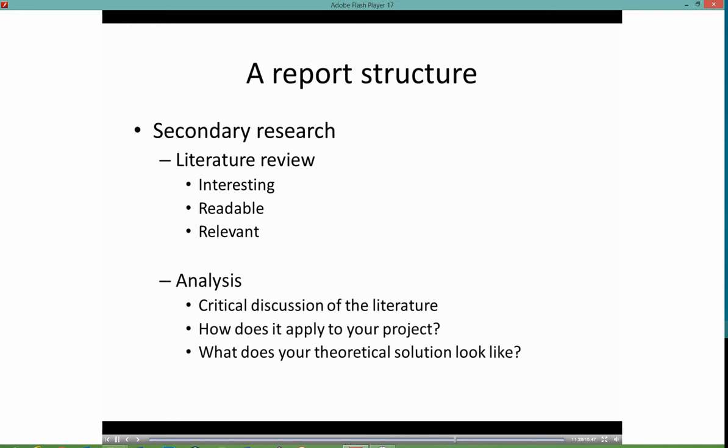As discussed earlier, in the analysis section, you are critically discussing what you have found in the literature and applying this knowledge to the context of your project. This is where you make decisions about what the theoretical solution to your research question should look like.